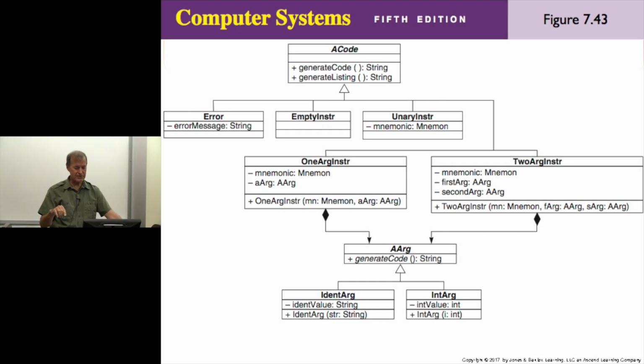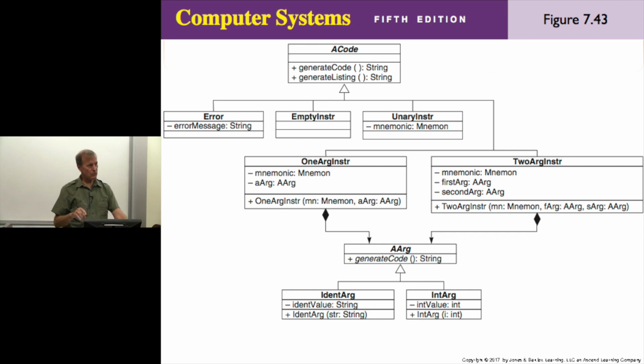Okay, first let's just take a second to review what we've done so far. In figure 7.43, this is a key figure, because what it shows is the structure of an abstract code. And in this particular toy language, an abstract code could either have a concrete code of an error or an empty instruction or a unary instruction or a one-arg instruction or a two-arg instruction.